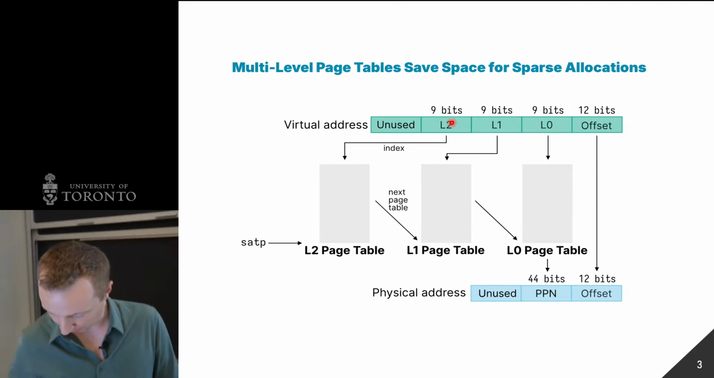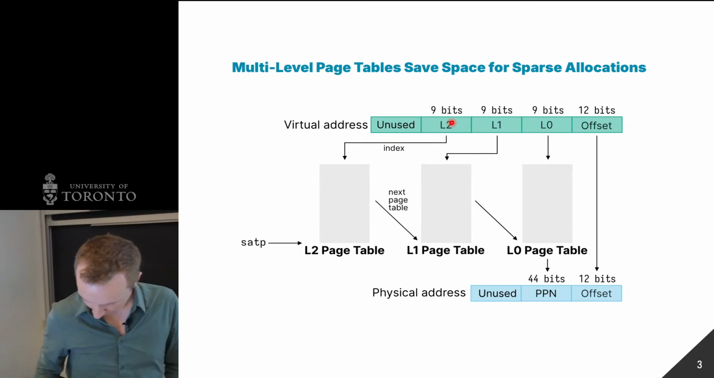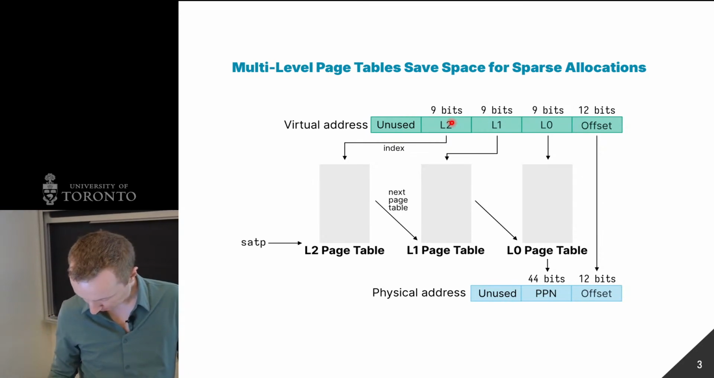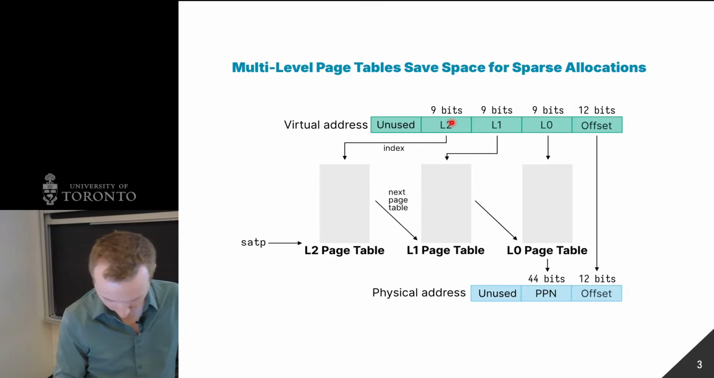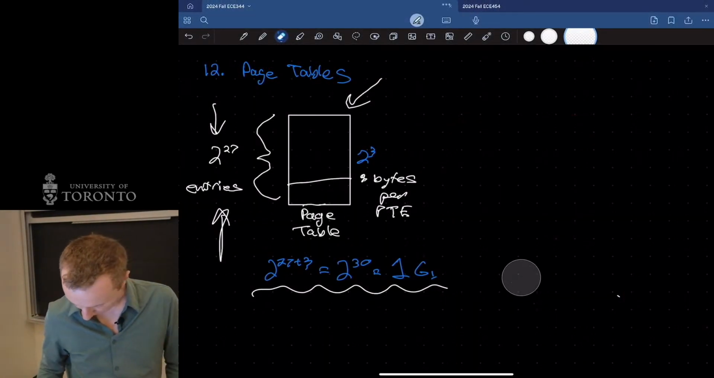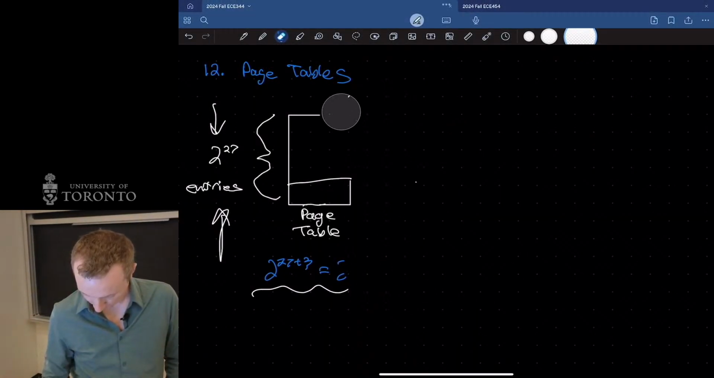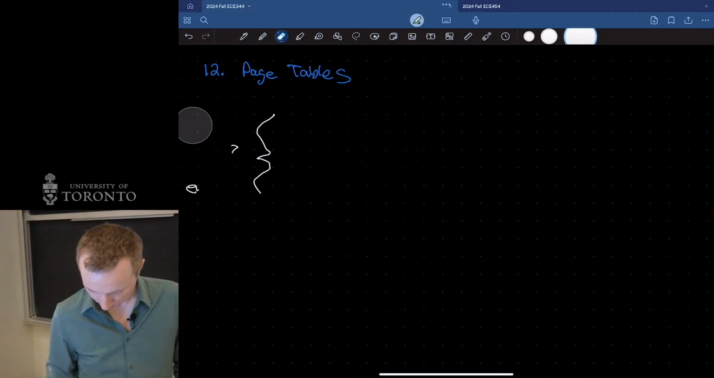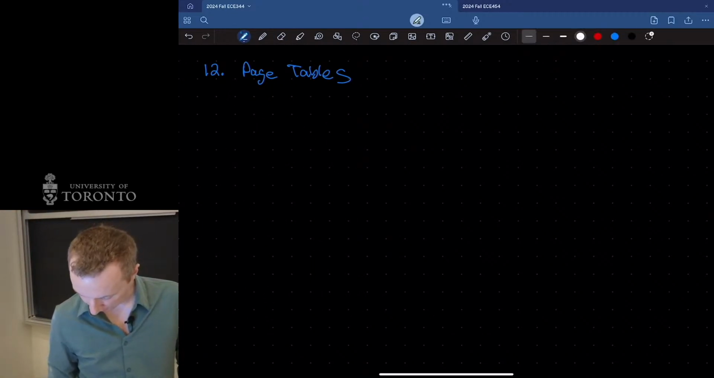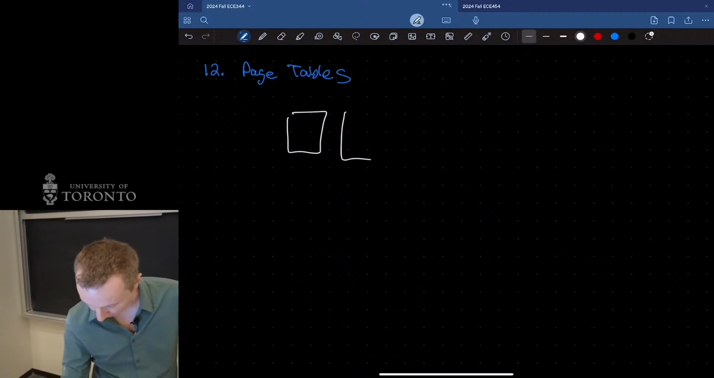So, drawing it out a bit, let's see if we can draw it out a bit. So before, assume our memory is just in blocks.